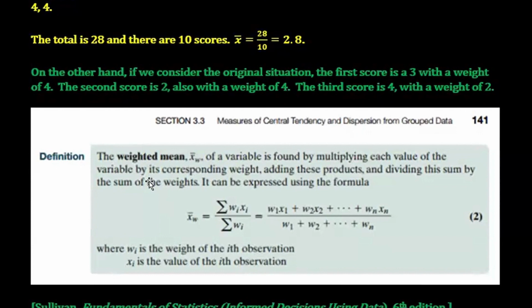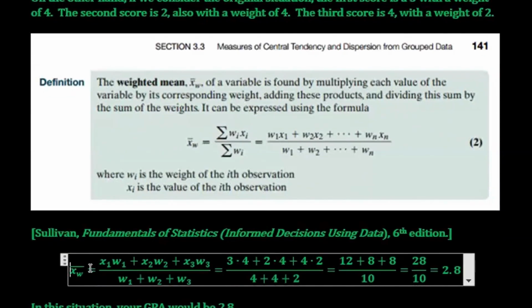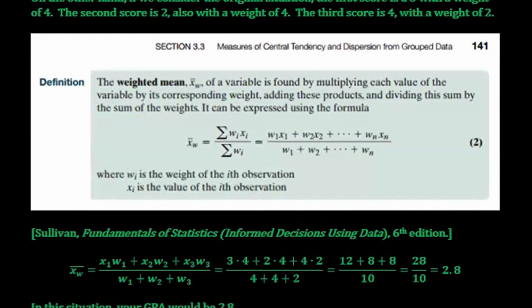Now, in my example below, I reversed this. I multiplied score by weight, but multiplication is commutative. So in our case, since there were 3 scores for those 3 classes, then we have a score of 3 from the B, and that was a 4 credit hour class. A score of 2 from the C, also in a 4 credit class, and a score of 4 from the A in the 2 credit hour class. When you do all that multiplication, then we have the same sum as before, 28, and the sum of the weights is 10. So the GPA, or the weighted mean, would be 2.8.